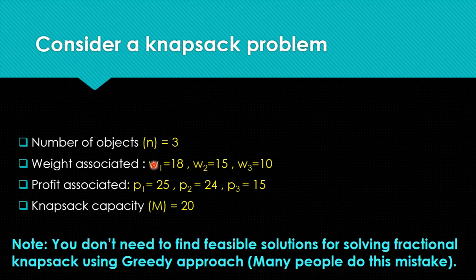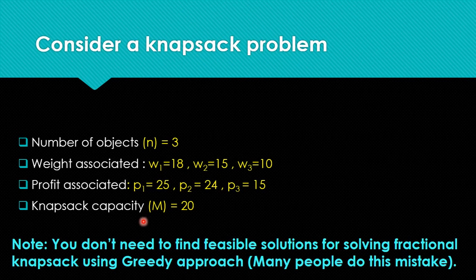Now consider a knapsack problem. We have 3 objects and the weights associated are W1 18, W2 15, W3 10, and the profits are P1 25, P2 24, P3 15, and the knapsack capacity given is 20.